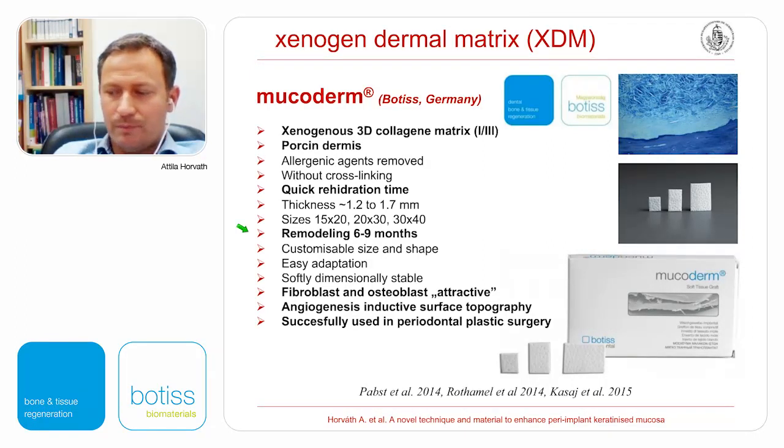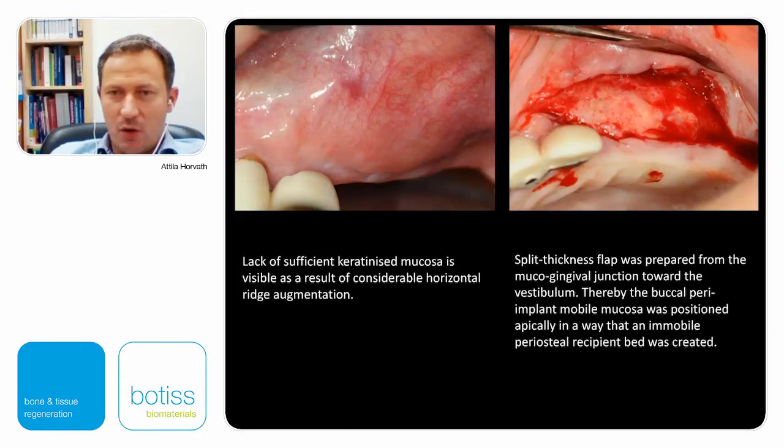According to preclinical studies from Adrian Kashal and also Daniel Rotenau, this material has a very nice attractivity to fibroblasts and osteoblasts, and the angiogenesis is quite fast and swift. And of course, according to nice results from Adrian in the literature, we can see that this material is used successfully in periodontal plastic surgery. So let's have a look at how this material works in other settings, in peri-implant settings.